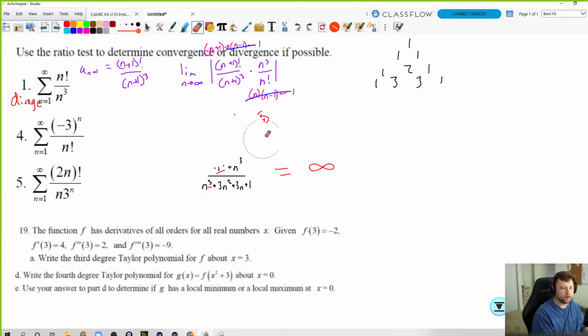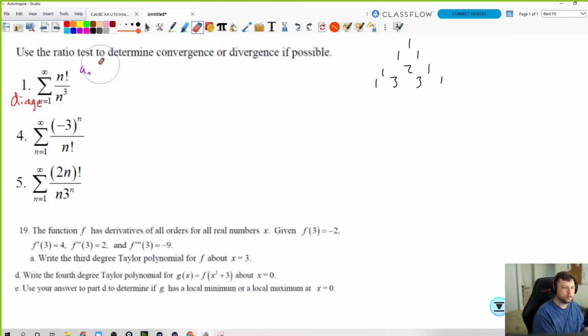Okay, moving on to the next one. I got to make room, sorry. Let's do number 4 right here. So I'm going to even shortcut some of the work. I'm not even going to write a to the n plus 1. Limit as n goes to infinity. I'm going to write out this much work at least.